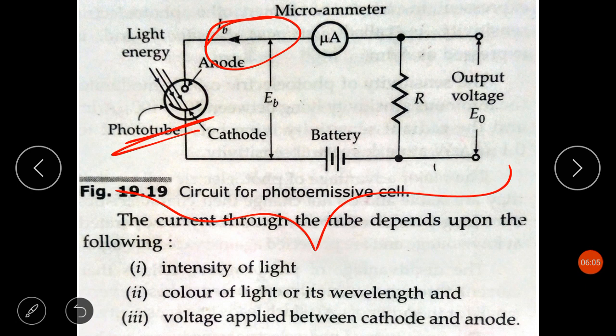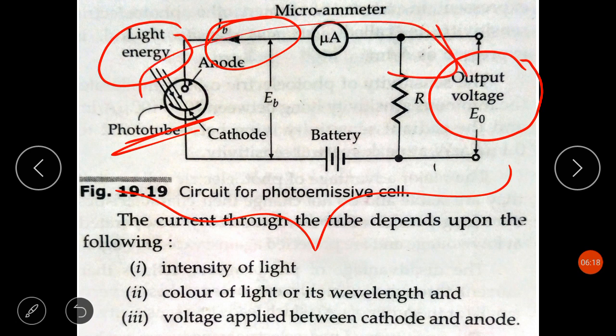I can actually use this output voltage, which is totally dependent on this luminous intensity. This luminous light energy is getting converted into electrical energy, and when this transducer is used in a measurement system, I can use this output voltage, that is electrical energy, for further amplification or for transmission.